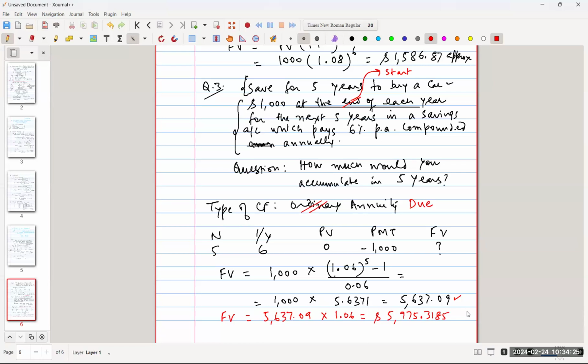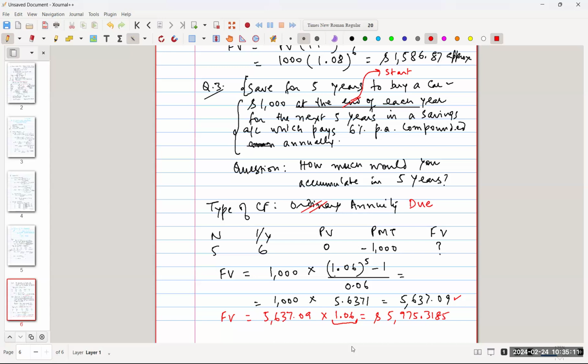Is this okay with everybody? This additional term takes care of the annuity due. What do you realize? That with an annuity due, you were able to save more. Can anybody identify the reason for it? If you were depositing your $1,000 at the end of the year, you could accumulate $5,600 odd dollars. If you were depositing the same $1,000, but at the beginning of the year, then you got about $400 extra. You ended up with 5,975. What might be the reason for this?